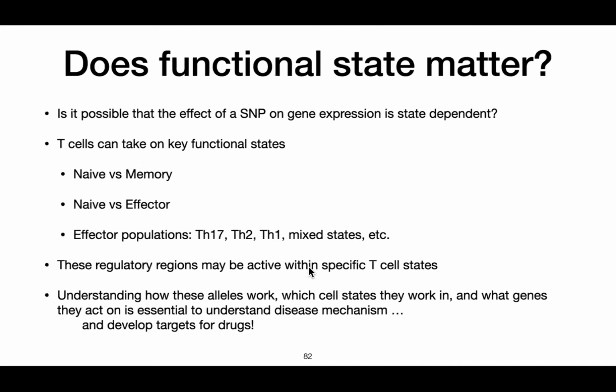So again, there's this wide diversity of T cell states that I showed you. Is it possible that the effect of a SNP on gene expression is state dependent? Perhaps, as T cells go from naive to memory to different types of memory T cell states, those important regulatory regions are only active in certain important states, but not in others. So the effect of the allele on gene expression happens sometimes, but not all the time.